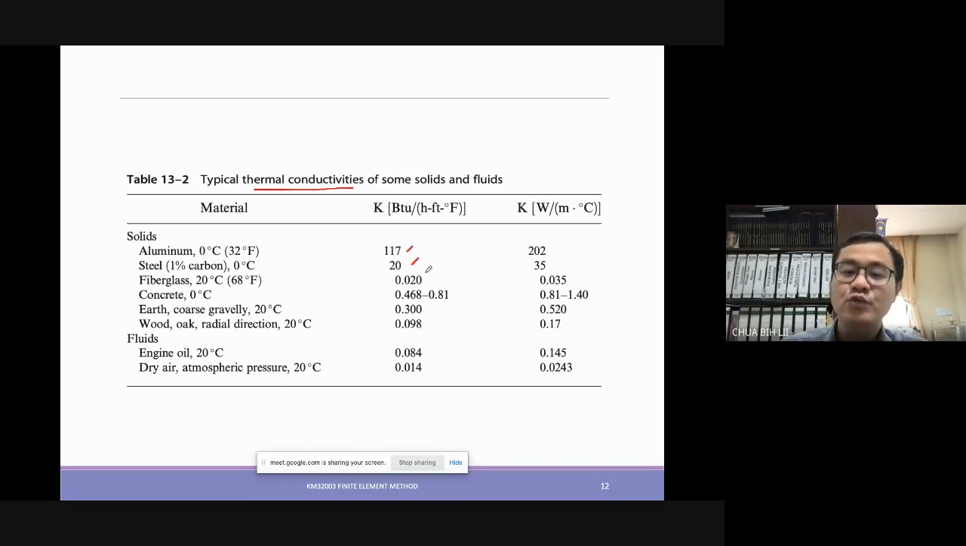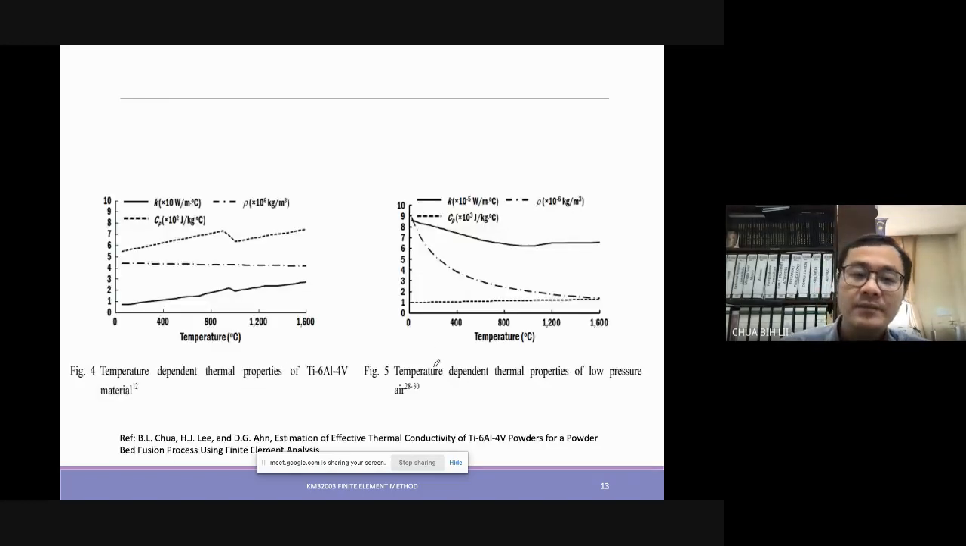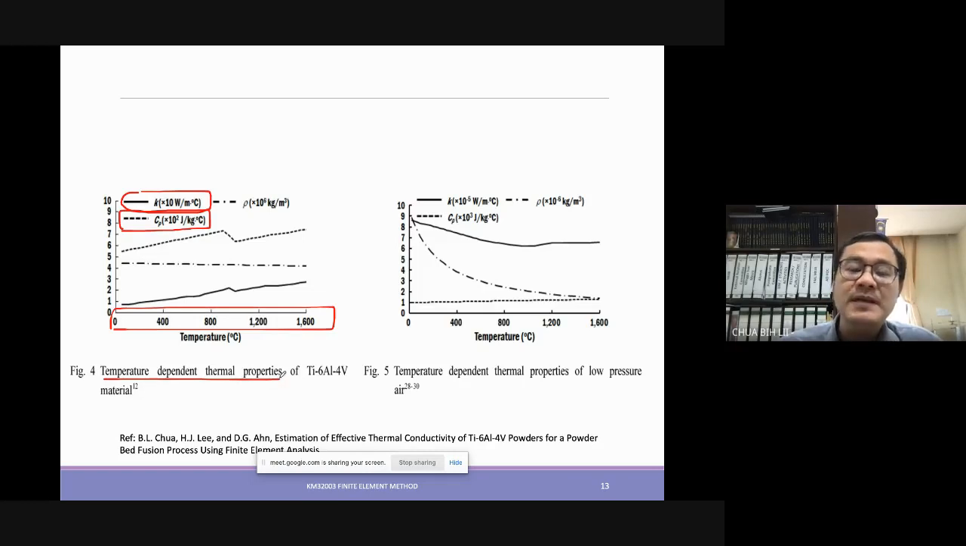In general, you may use one particular constant to define the thermal conductivity. But in certain cases, you may also want to define the thermal conductivity as represented, let's say, from this paper. The thermal conductivity and the specific heat may change very much according to the temperature. So for certain metals, you may need to consider it this way, in what we call temperature-dependent thermal properties, thermal conductivity and specific heat.